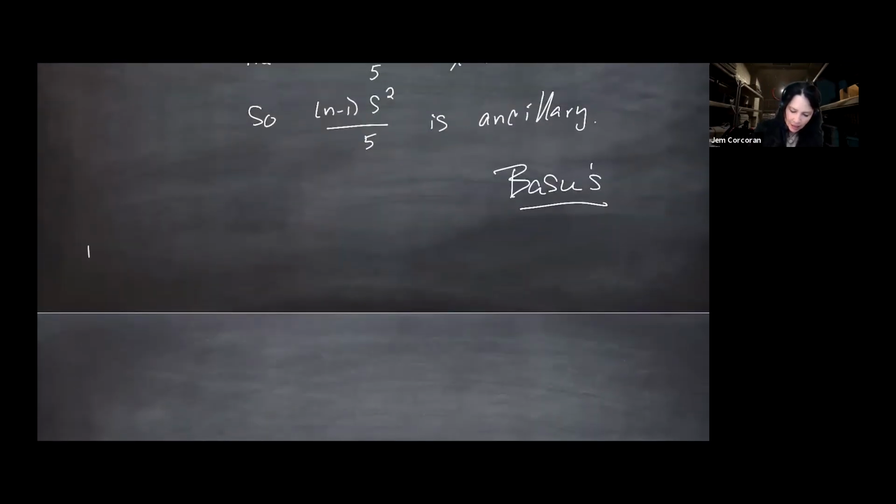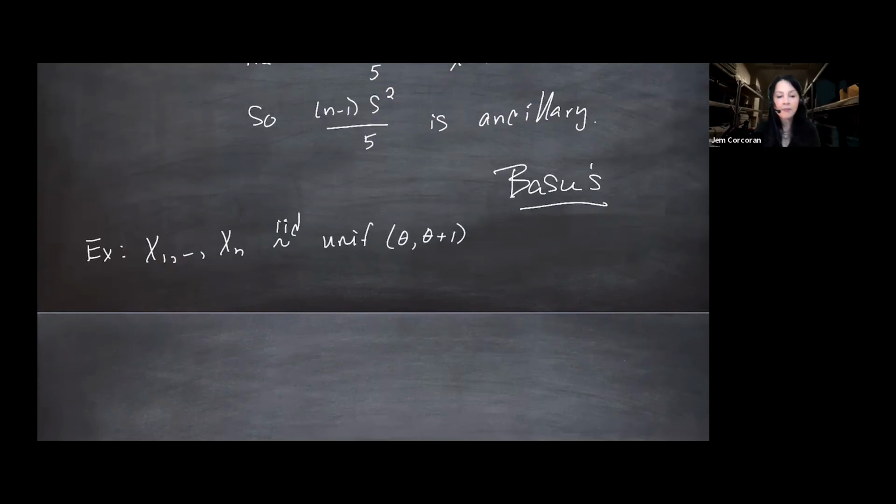So I'm just going to get a little bit into this. Let me give one more example. And this one will just be believable, but why is it true? And what we're about to go into will help you show why this is true. So suppose I have X1 through Xn IID uniform on the interval from theta to theta plus 1.